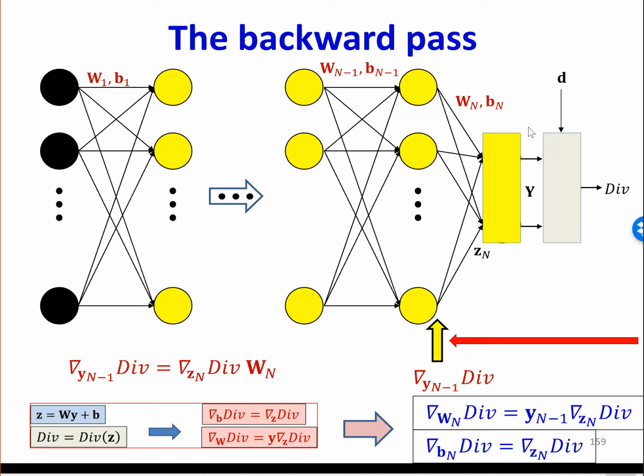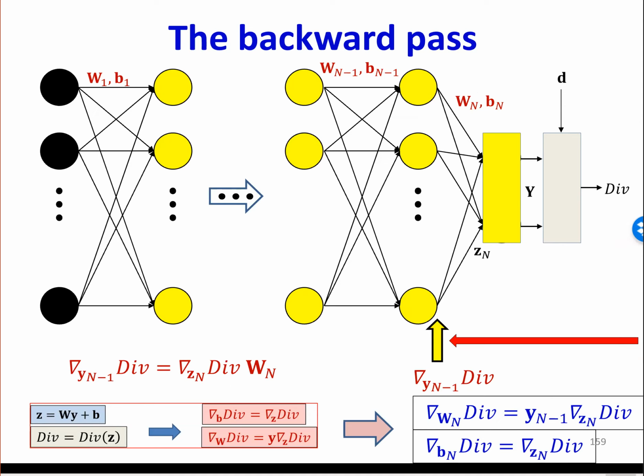So there you go. So now the derivative of the divergence with respect to W is going to be y_{n-1} times the derivative of the divergence with respect to Z_n. And the derivative of the divergence with respect to B_n is simply the derivative of the divergence with respect to Z_n. And so we've got all the derivatives going back here.